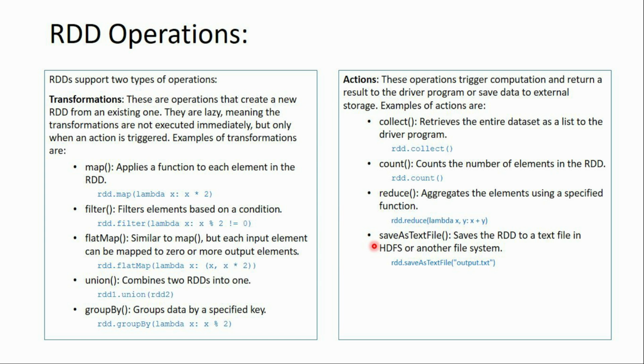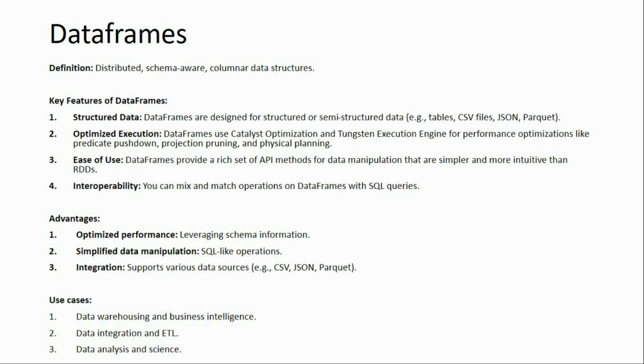To summarize, RDDs support two types of operations: transformations, which are lazy and create new RDDs, and actions, which trigger computation and return results. By understanding and leveraging both, you can efficiently process and manipulate large datasets in Spark. Next, we'll dive into what DataFrames are, their key features, and why they're essential for efficient data processing in Spark.